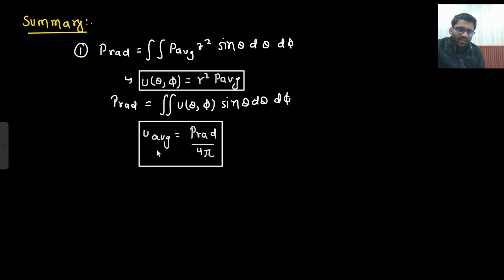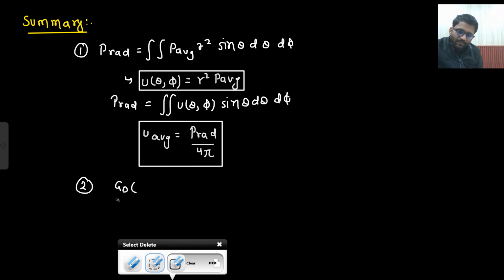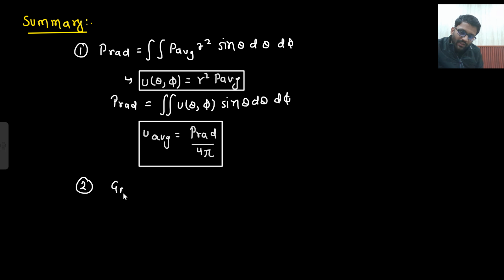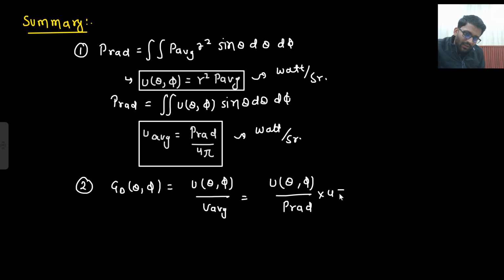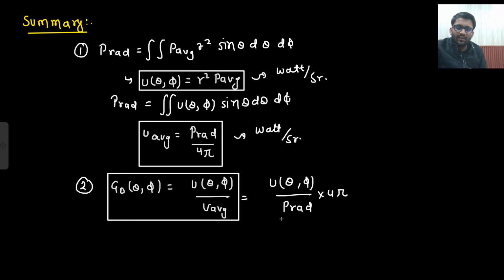We have got u theta comma phi, and we have got u average. The second thing we studied about is directive gain. What was the unit? Watt per steradian. This unit was also watt per steradian. Then we studied directive gain. What was directive gain? The ratio of those two things, u theta comma phi divided by u average. But this is not the more famous formula. The more famous formula is u theta comma phi divided by P radiated upon 4 pi. This is your directive gain.